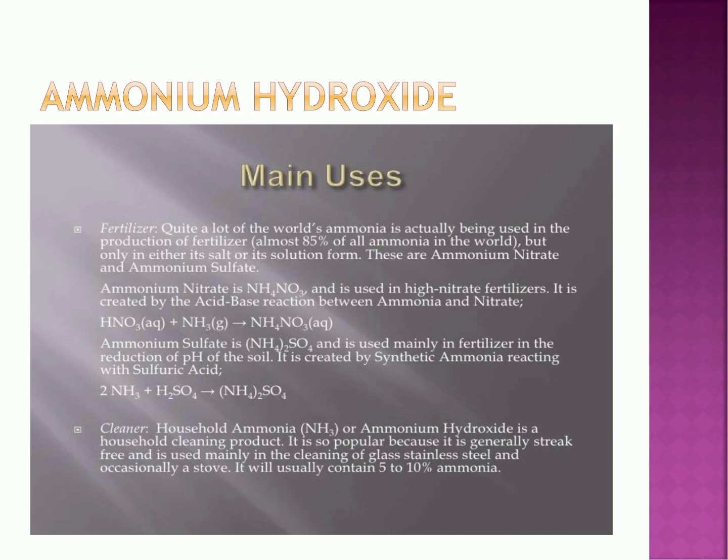Cleaner. Household ammonia, NH3 or ammonium hydroxide, is a household cleaning product. It is so popular because it is generally streak free and is used mainly in the cleaning of glass, stainless steel and occasionally a stove. It will usually contain 5 to 10% ammonia.